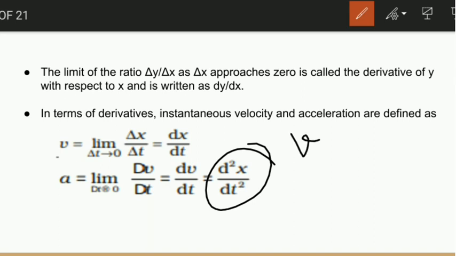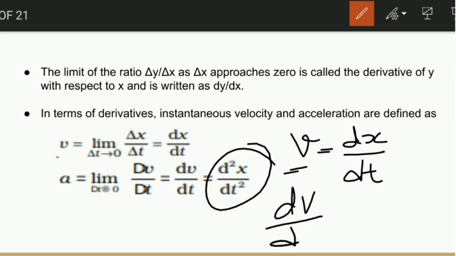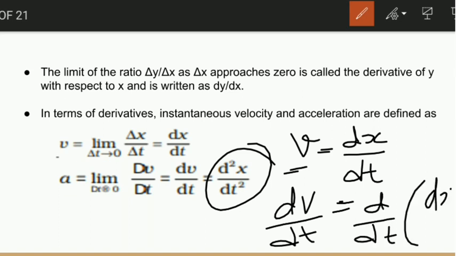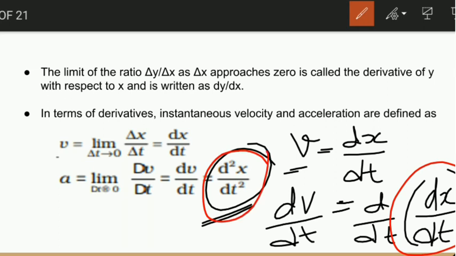So you know that v is dx by dt. So what we are doing is we are just now differentiating this v. So we will have dv by dt. But we know that v is equal to dx by dt. So it's like d by dt of dx by dt. And we will have d square x by dt square. This is actually the same as this.